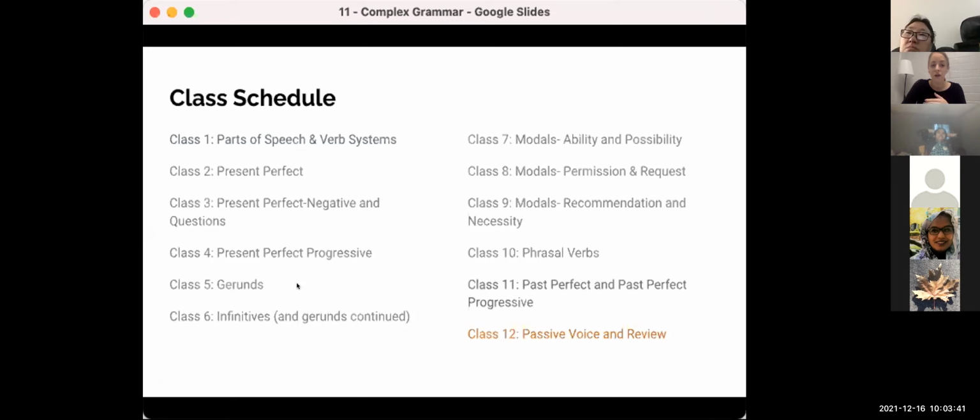Related to verbs, we talked about gerunds and infinitives, which are a way to use the verb as a noun in the sentence. An infinitive can be an adjective or adverb. And we also talked about modals. Modals are those words that help give us more information about the main verb of a sentence and tell us about the situation there, if we're talking about ability, possibility, permission, request, recommendation, necessity.